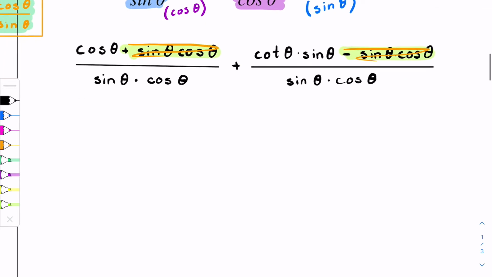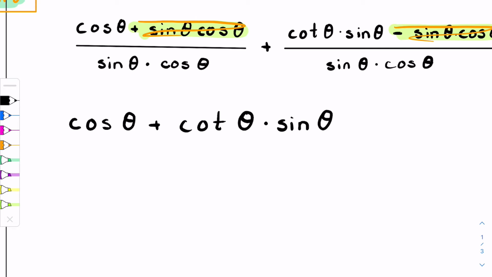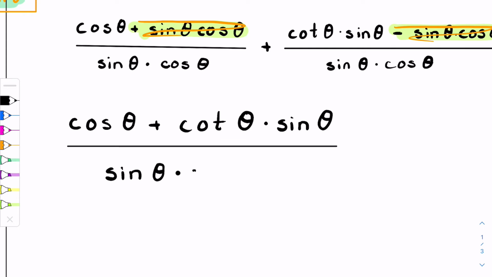So our new numerator, when we add them together, is going to be cosine of theta plus cotangent of theta times sine of theta, divided by sine of theta times cosine theta.